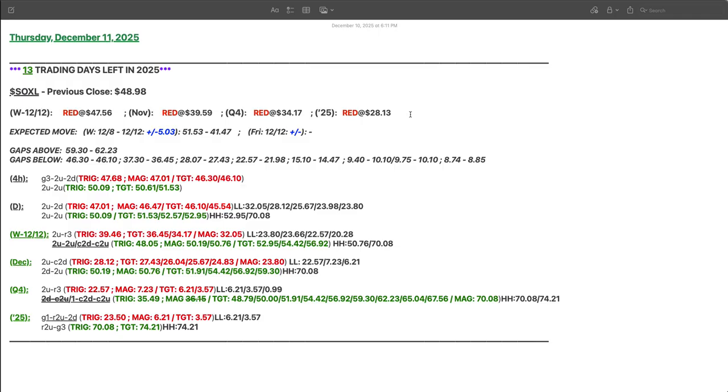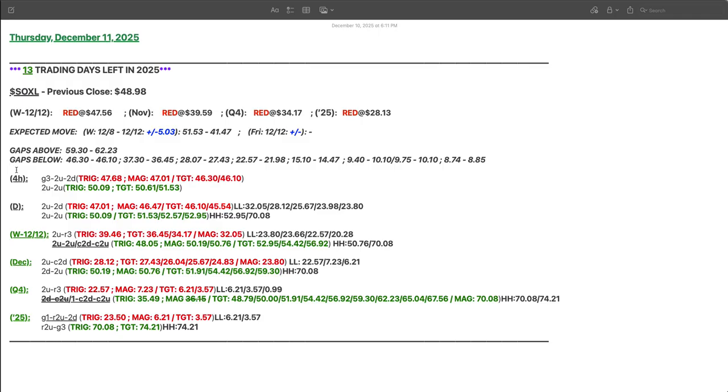As of right now, it's full time frame continuity to the upside. All of the week, month, quarter are green, but we do need to know what levels would flip those red, because we're not too far off from the week flip. We know that the market maker's expected move for the week is plus or minus $5.03, giving us a range of 51.53 to 41.47.